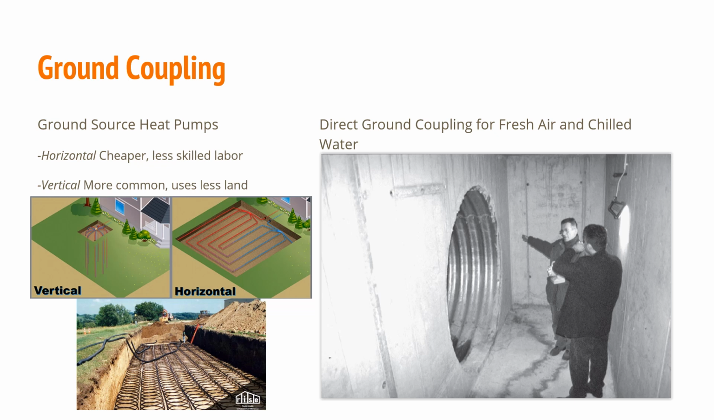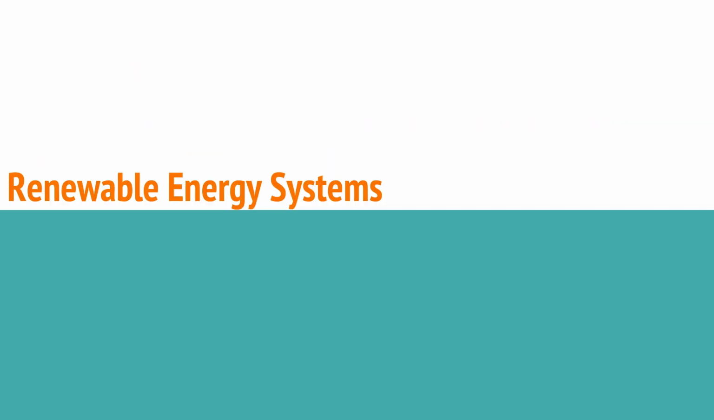From there, we have ground coupling, where we have ground source heat pumps. If you have it be horizontal, more shallow, it's going to be cheaper and it's going to take you less skilled labor. But if you do vertical, it's more common, it uses less land, but it's also going to be more skill intensive and more expensive. You can kind of see an example here of some of that ground coupling. This one in particular is used for fresh air and chilled water.